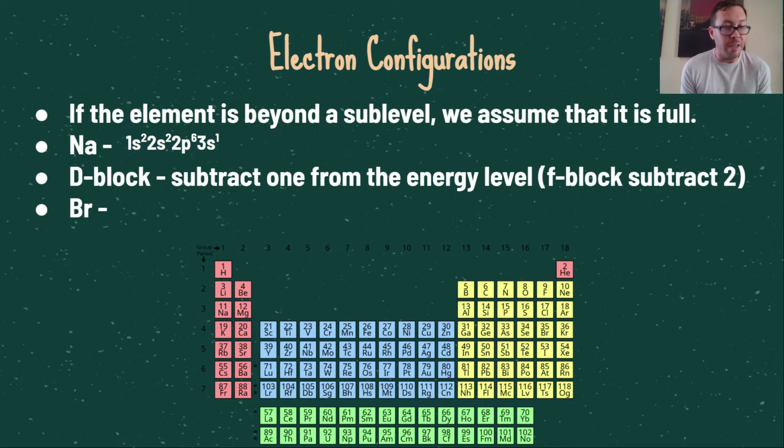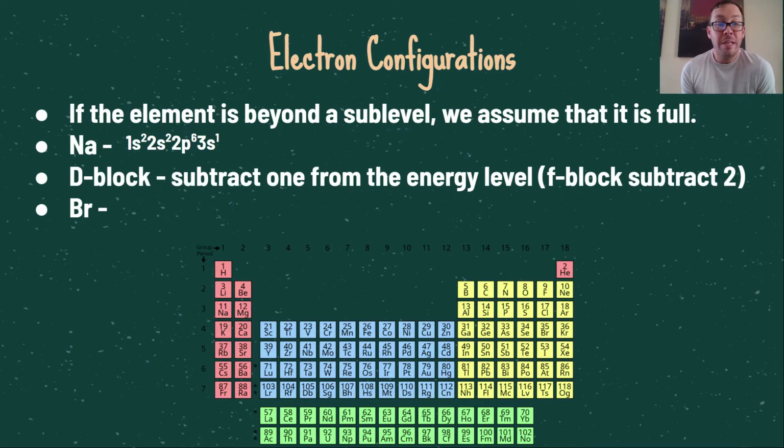Now, this gets a little bit trickier with the D block and the F block. The D block has 10 electrons in it, and as a result, that means that those electrons are more closely attracted to the nucleus. So even though the first D block occurs in the 4th period of the periodic table, or the 4th energy level, we actually subtract 1 from the energy level. So that first group of D block elements is actually 3d, not 4d. And with F, we actually subtract 2 from that.